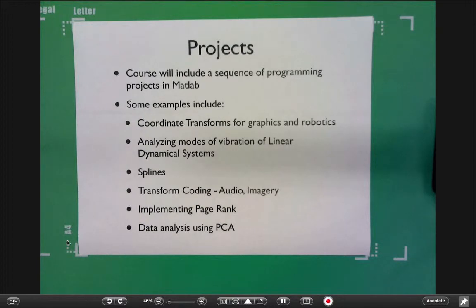So, analyzing modes of vibration, linear dynamic systems. I think we will look at the simplest possible dynamical system, which will be like a one-dimensional rope or some sort of spring thing, and we will look at what the vibrations are subject to some excitation of the spring.